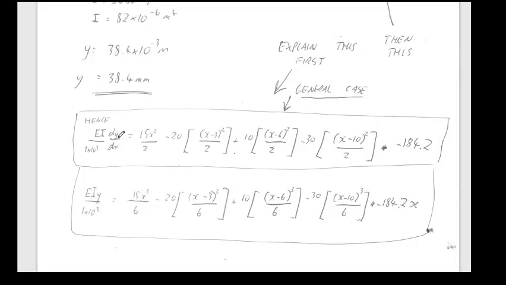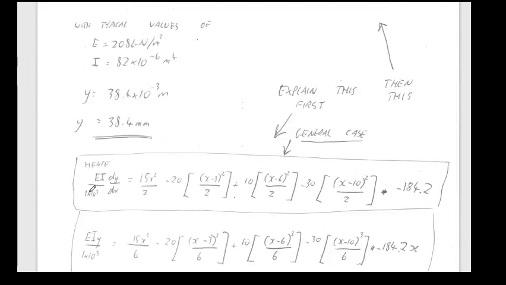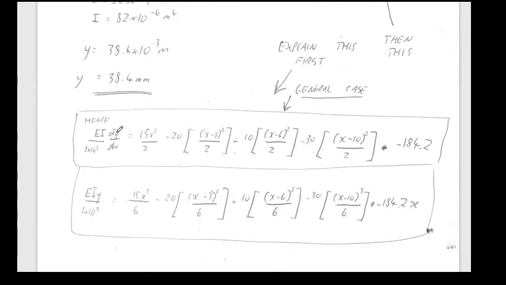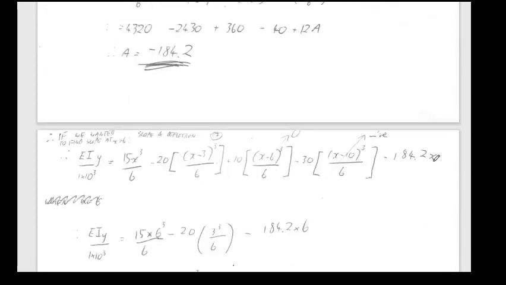But we've now got a general case, so this tells me the slope anywhere on the beam, and this tells me the deflection anywhere on the beam. So if, for example, the question was asking us to calculate the, if we look here, if we wanted to find the slope at x equals, sorry, that's actually the deflection, not the slope. If we wanted to find the deflection at x equals 6, we would take the general case equation, this one here. You can see we've taken that equation and we've got that here.